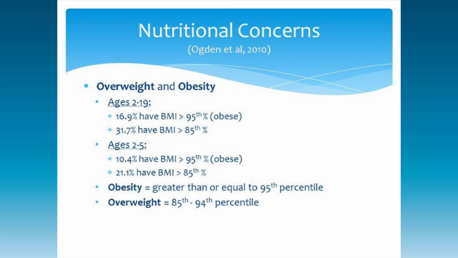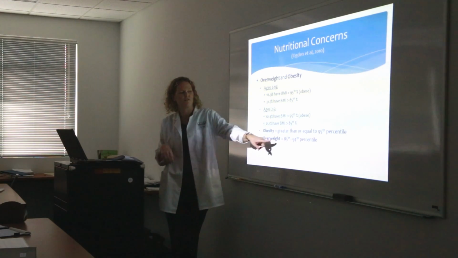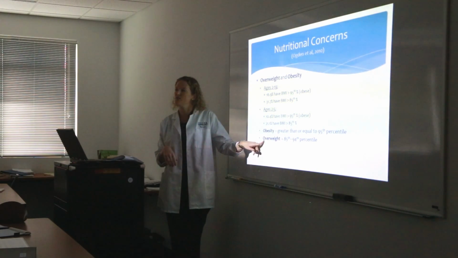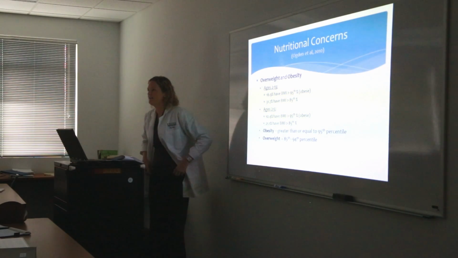And we do calculate BMI, but it's different than with adults as far as how we classify it as overweight or obese. If the BMI plots at the 95th percentile or above, that's considered obesity for children. But if it plots between the 85th and the 94th percentile, that's considered overweight. Once it hits the 95th percentile, it's considered obese, okay?